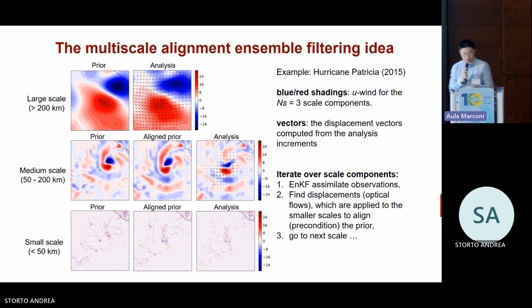So this iterative loop is very efficient in the sense that it helps precondition the small scale before the EnKF. The EnKF is a linear optimal solution, but if you apply it in an iterative sense to solve the nonlinear problem, you need a lot of iterations. But in this scale loop, you reduce the number of iterations required.